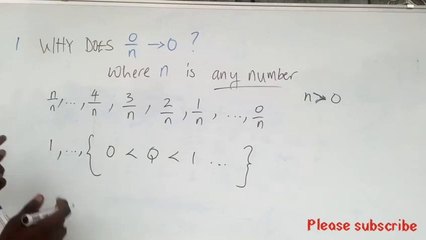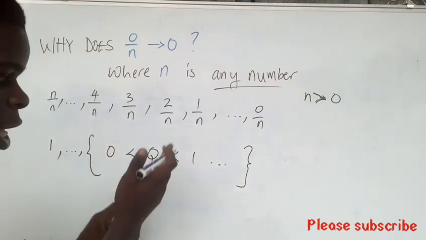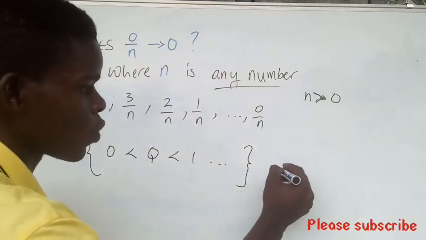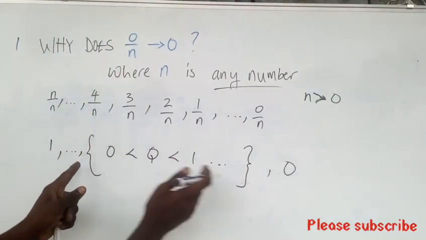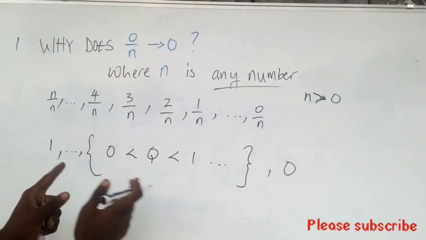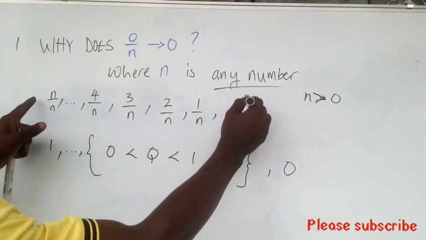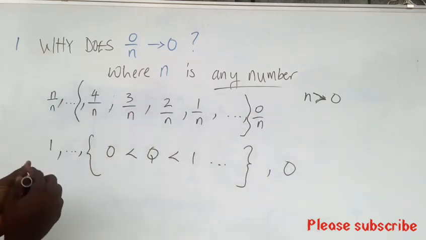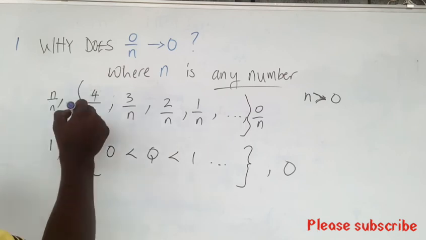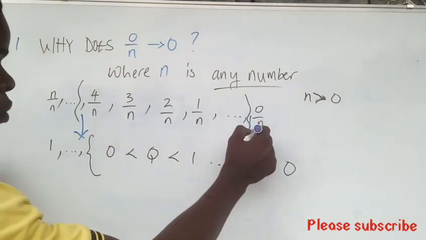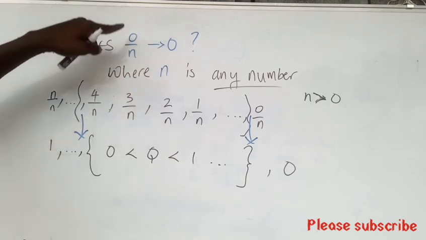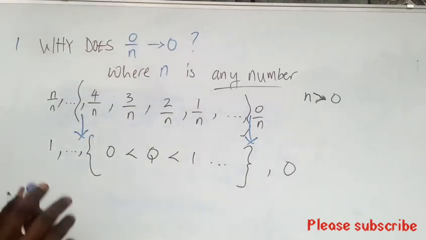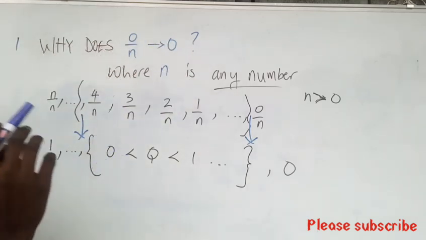Remember, this first was 1. This one lies between 0 and 1. Therefore, this one will be 0, so that it will be true that this lies between 0 and 1. 1 here, 0 here. Then this falls between that. So it's true. Then it's true that for any n, 0 over n is 0.